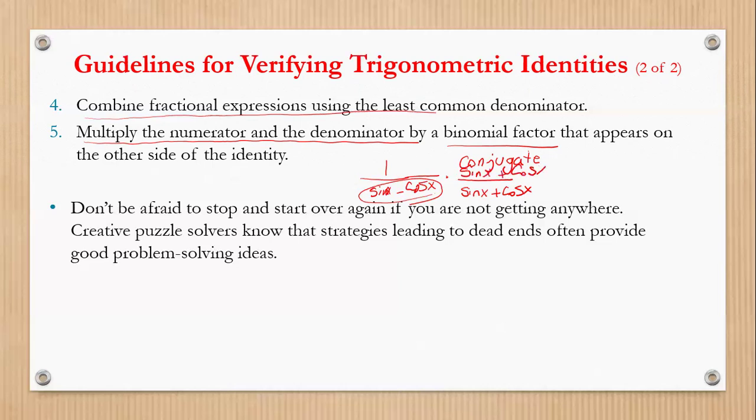Because if you multiply both top and bottom by the same thing, it means you actually did nothing, because they can cancel out each other. But make sure that the numerator and denominator for the conjugate part are exactly the same. And don't be afraid to stop and start over again and again if you're not getting anywhere. Okay? So that is something that always happens when we are verifying identities.